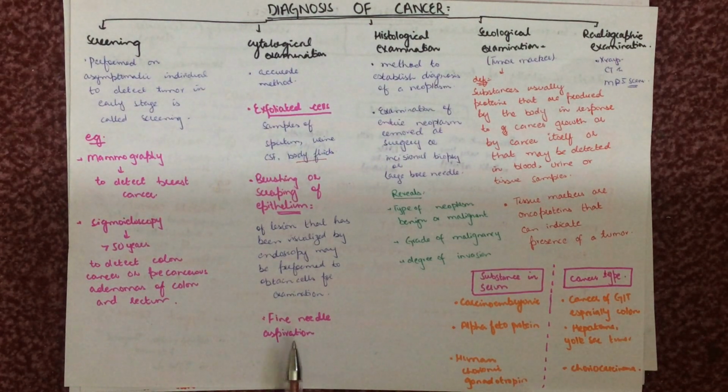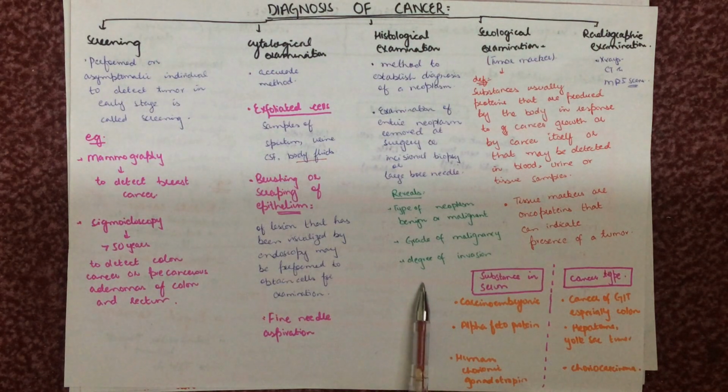Cytological examination is an accurate method. In it, exfoliated cells. What do you mean by the term exfoliated cells? It means that either the samples of the body fluids, whether you take the sputum, whether you take the urine, or whether you take the CSF, the cerebrospinal fluid, they are taken for examination. Brushing or scraping of epithelium is another method, that in it the lesion that has been visualized by endoscopy may be performed to obtain cells for examination. Fine needle aspiration is also there.